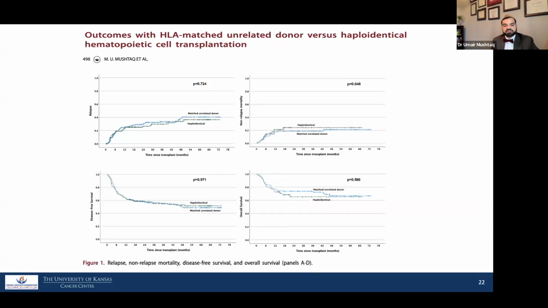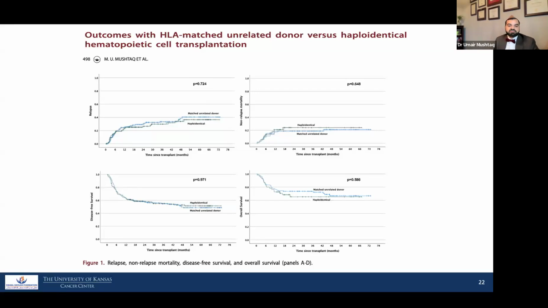These graphs are from our own internal data set at University of Kansas. We looked at, within the past 5 years, matched unrelated donors versus haploidentical transplants. And in this study, all haploidentical transplants received PTCy-based prophylaxis. Very few matched unrelated donors received post-transplant cytoxan, and the majority of them, about 90%, received tacrolimus and methotrexate. And as you can see here, the outcomes were exactly the same.